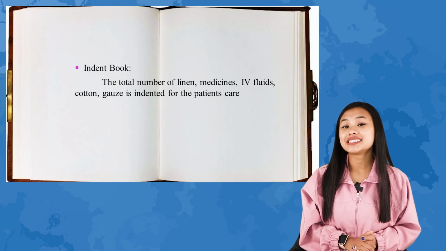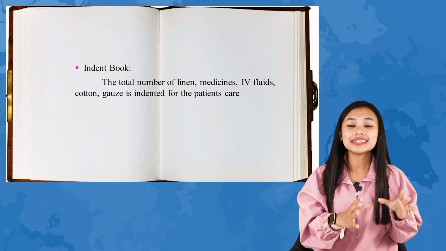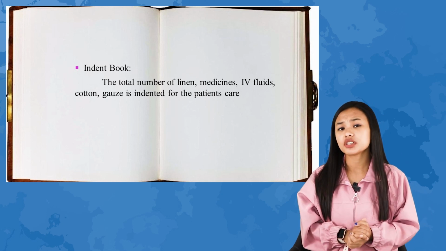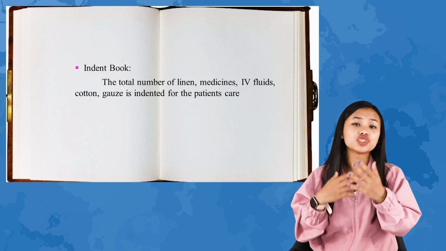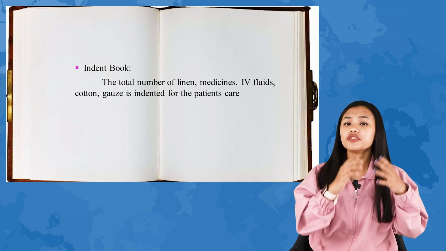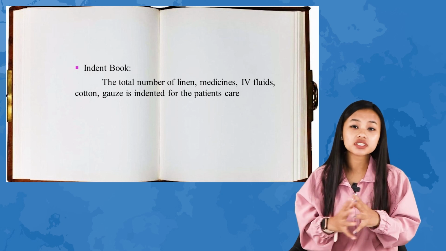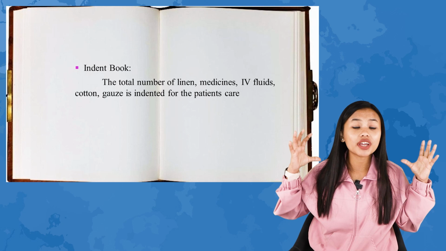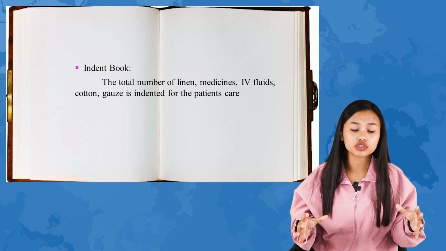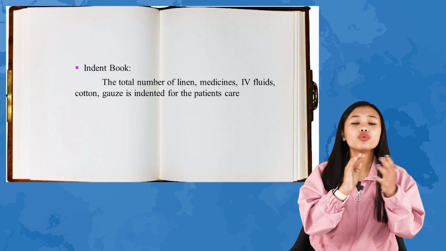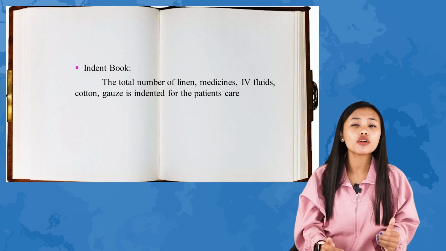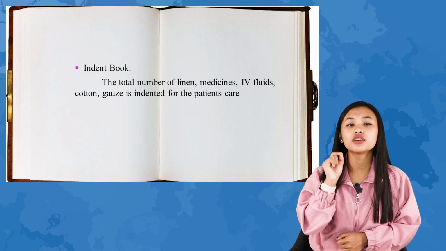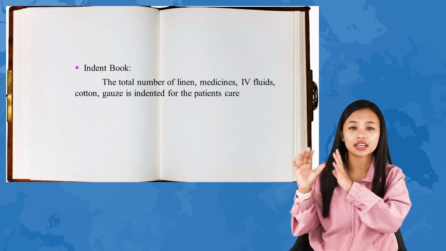And the next one is the indent book. So in this indent book, what you will be doing is that you will be recording the total number of all the equipments, of all the machines, of all the linens, the medications, the IV fluids, the gauze piece, the cotton, or anything which is present in that particular ward. So through this indent book, you will be able to get the total number of all the things which is present, and daily you need to document it in order to still maintain that count.